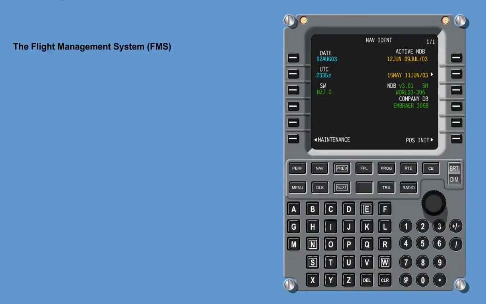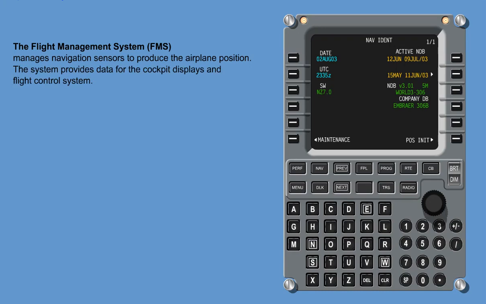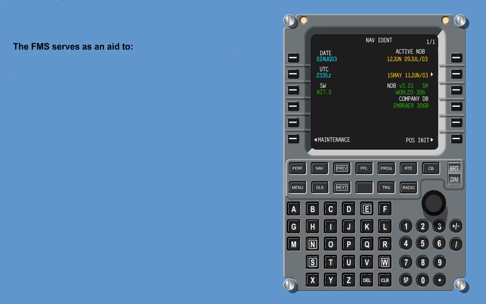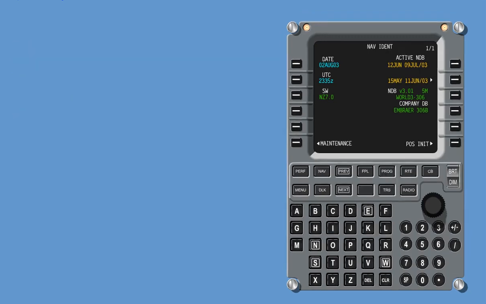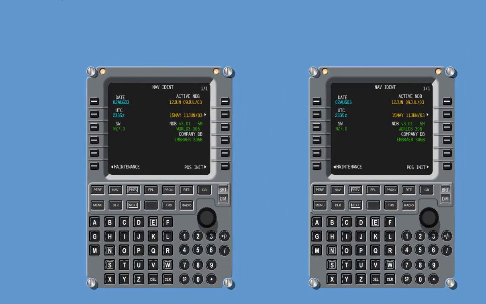The Flight Management System, FMS, manages navigation sensors to produce the airplane position. The system provides data for the cockpit displays and flight control system. The FMS serves as an aid to flight planning, navigation, performance, and database and redundancy management. The system may be installed in a single or dual configuration. Should the airplane have a dual configuration, each unit can provide navigation data to the other unit.